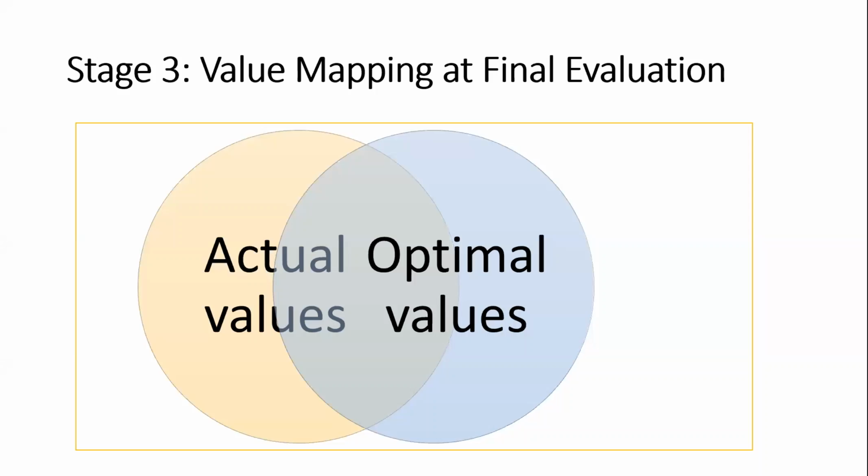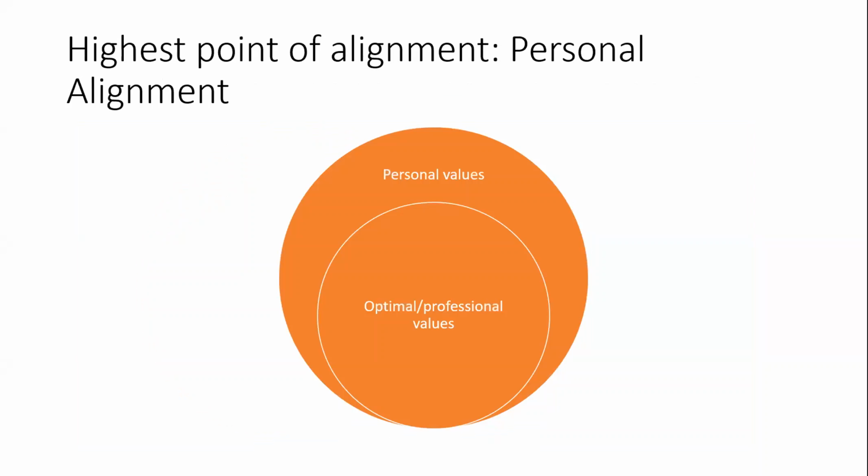So value mapping at the final level is to be able to say the actual and the optimal should be able to at least start aligning. And the other thing at the final level is that we want to make sure that the personal values of the decision maker and the organization and professional values are aligned.